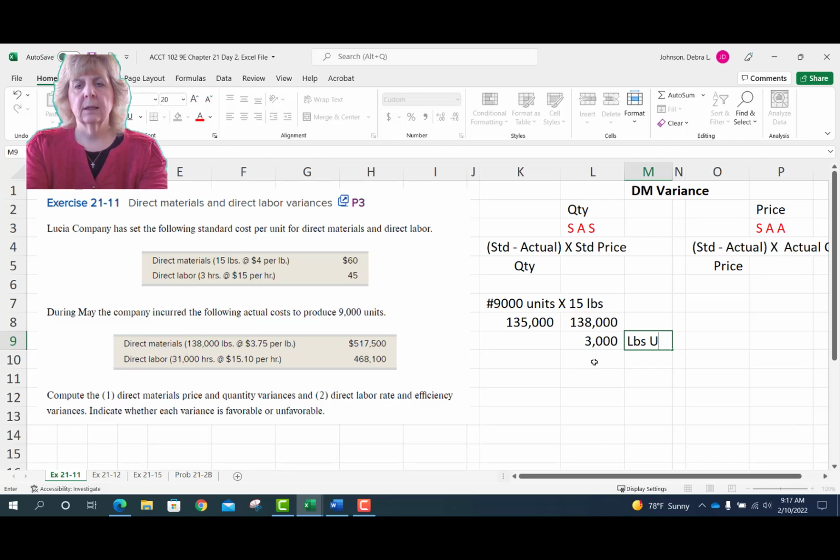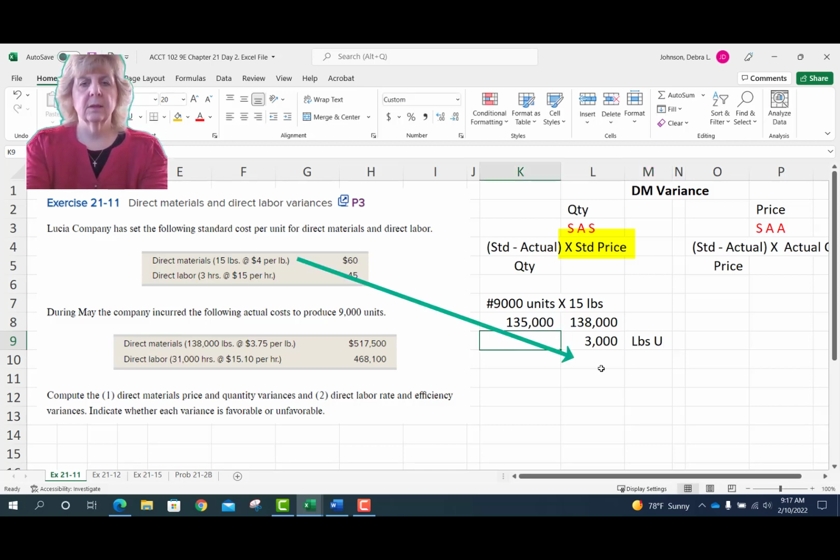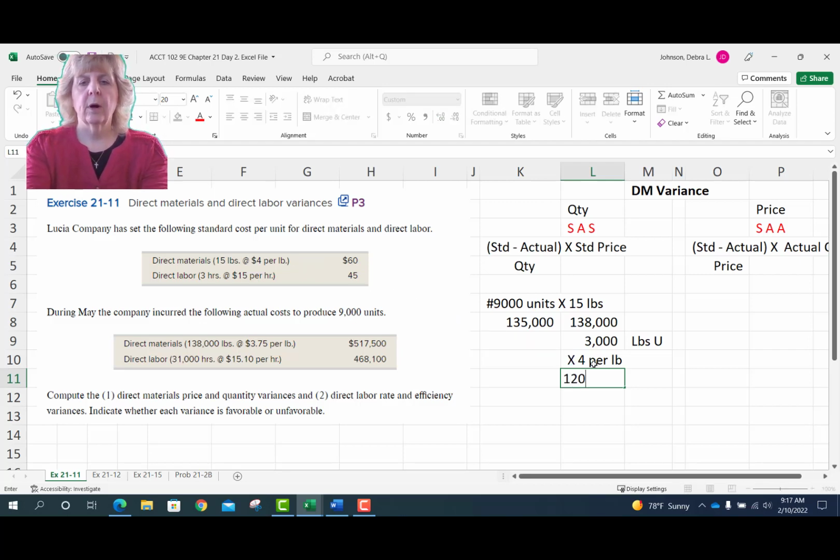How much money is it going to cost? Well, to finish it off, we need to multiply by the standard price per pound. In this case, that was $4. So 3,000 pounds times $4 per pound, it doesn't matter what order you do this in, would give us a variance of $12,000, and that would be unfavorable.